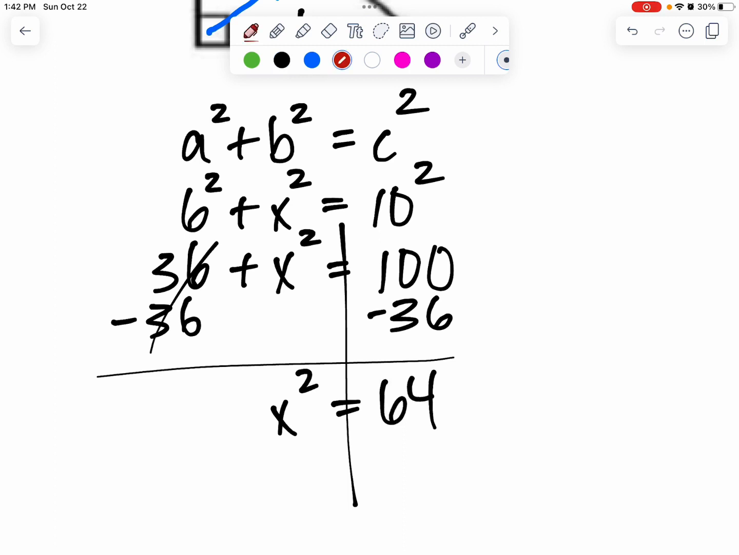And here's what you need to remember from Algebra 1. Everybody passed Algebra 1, which is how you got to geometry. In order to solve this for x, to get x by itself, you are going to square root both sides.